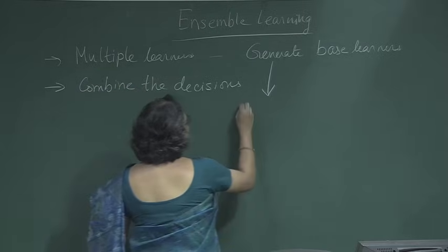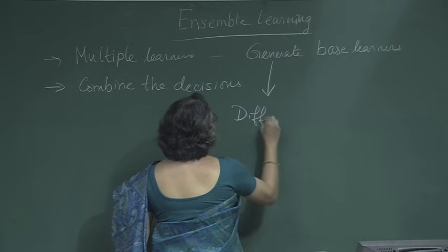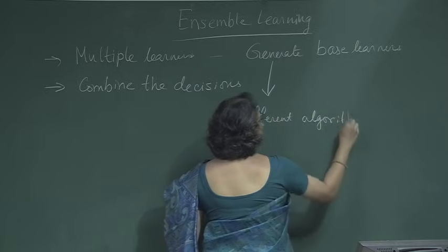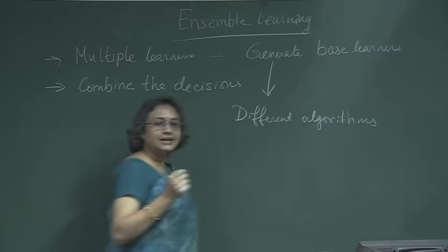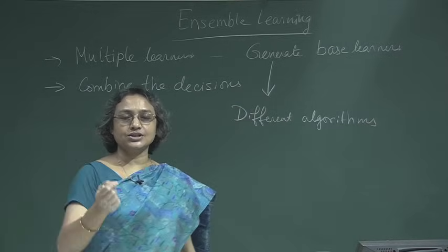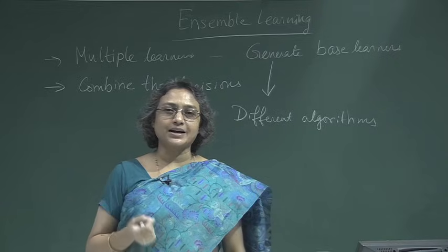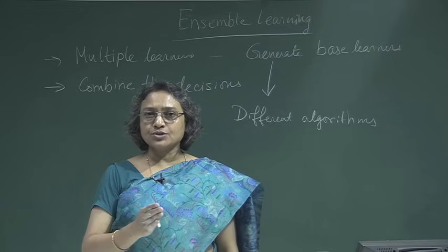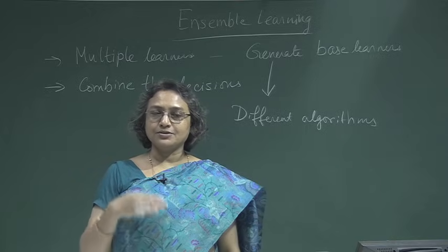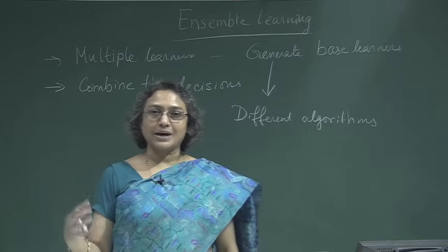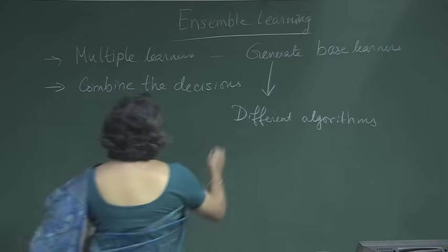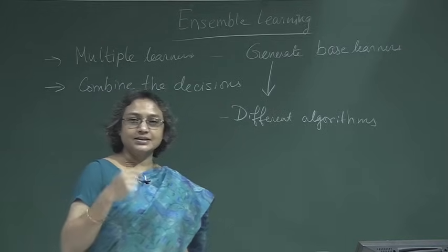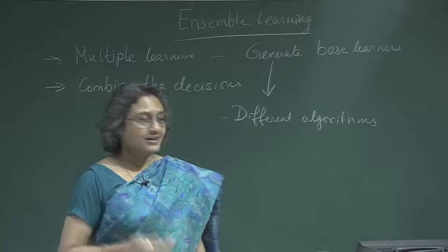They may be using different algorithms. So, you could think of a learner which uses a decision tree, a learner which uses a neural network, a learner which uses a support vector machine, and so on. So, we can feed the training example to different learning algorithms and combine the output. But more usually, we may use the same algorithm, but use it such that the learners are different.